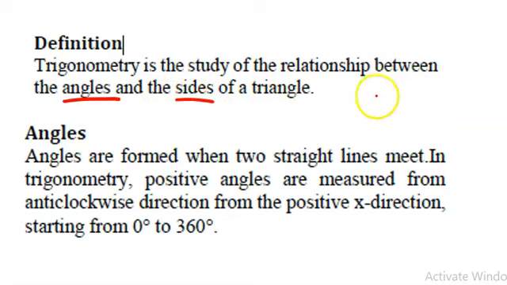Now, a triangle is a three-sided figure. So this is a triangle, and these are the angles. If you are looking at the relationship between these angles and the sides, then we are talking about trigonometry. Now, I have underlined the word angles. What is an angle? Angles are formed when two straight lines meet.